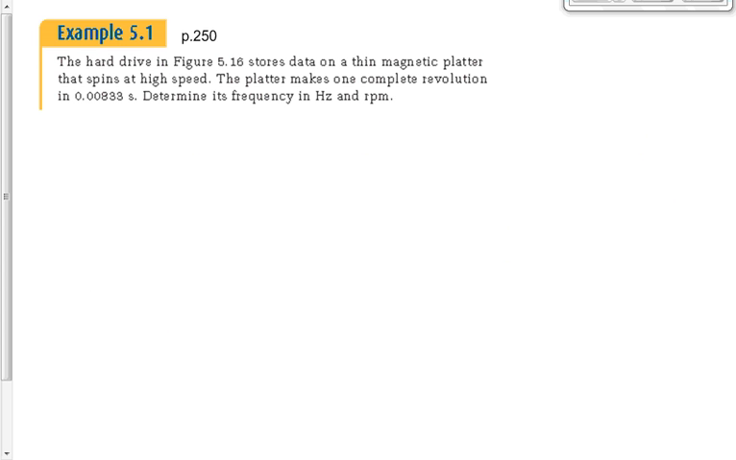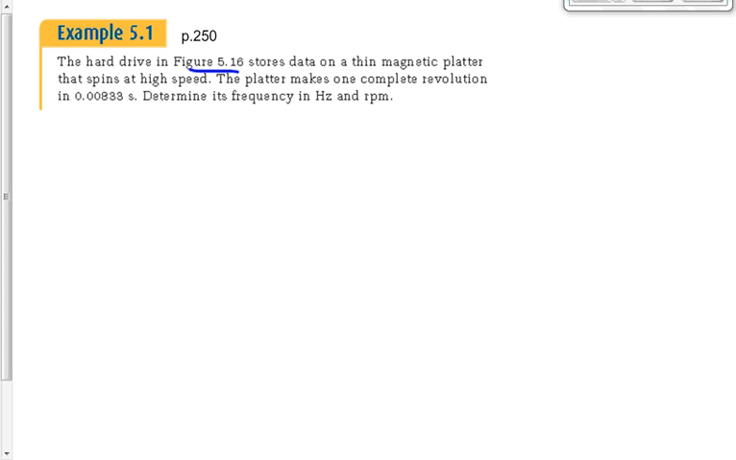Let's take a quick look at a simple problem. The hard drive in a computer stores data on a thin magnetic platter that spins at a high speed. The platter makes one complete revolution in 0.00833 seconds. What's its frequency in hertz and in RPMs? What does RPM stand for again? Good, revolutions per minute. So let's get it in hertz first.